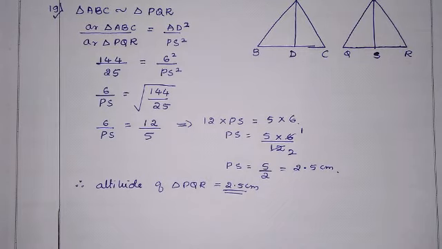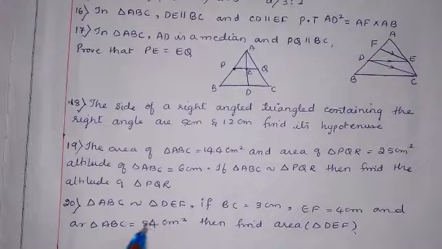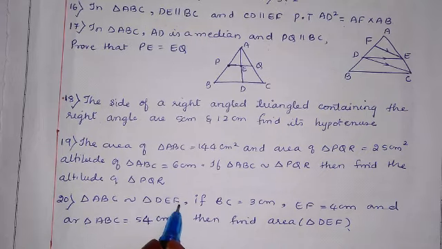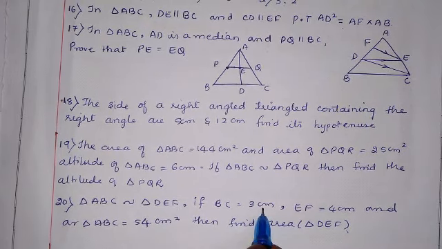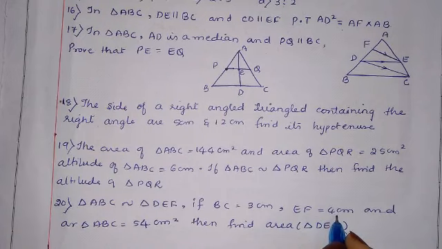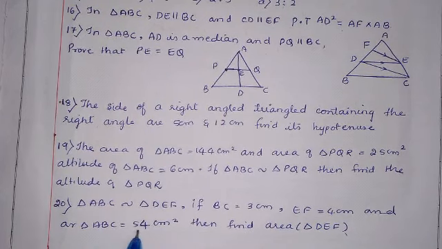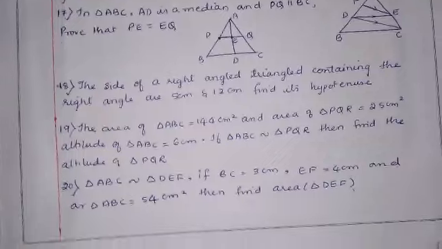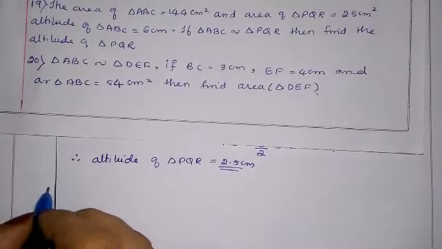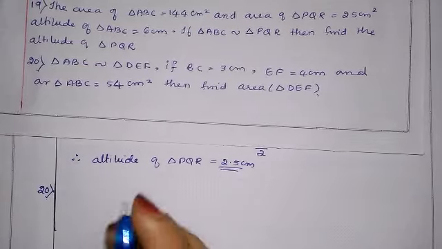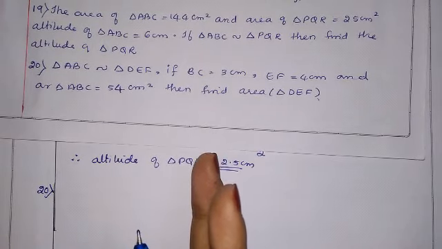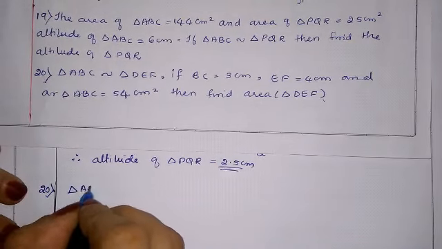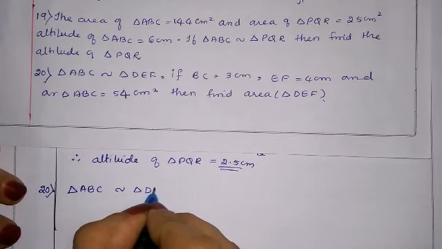Now let us see question number 20. Here they have asked, triangle ABC is similar to triangle DEF. If BC is equal to 3 centimeter, EF is equal to 4 centimeter and area of triangle ABC is 54 centimeter square, then find the area of triangle DEF. Okay, this is also a similar type, but a bit of a difference is that here two sides are given and they have told us to find one area. It is given that triangle ABC is similar to triangle DEF.